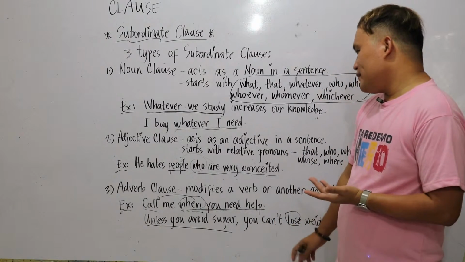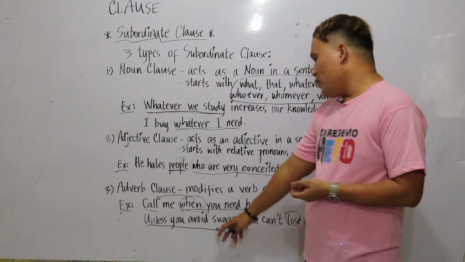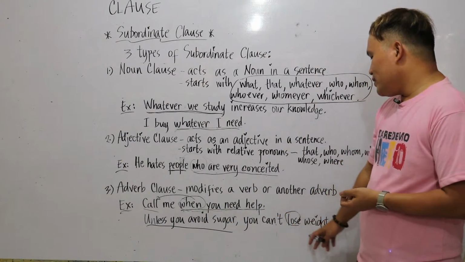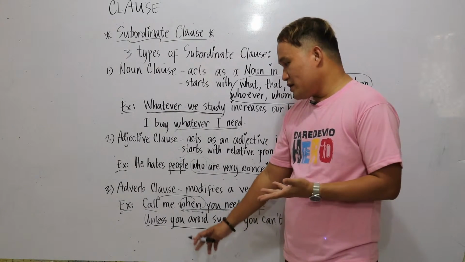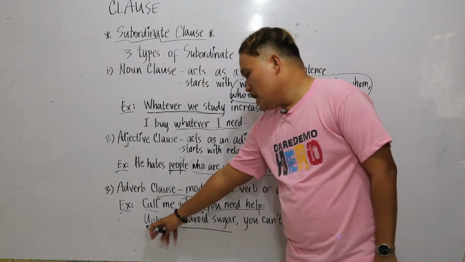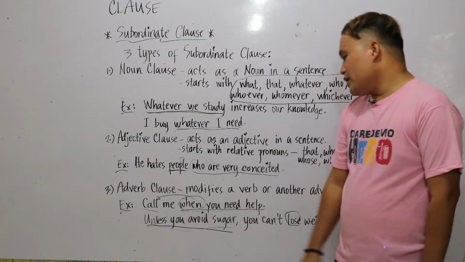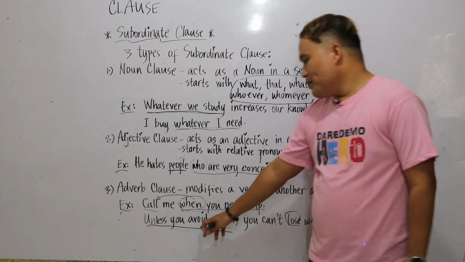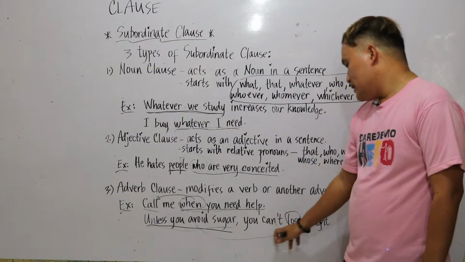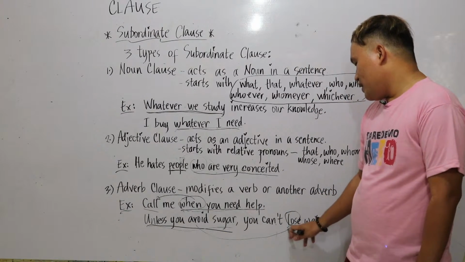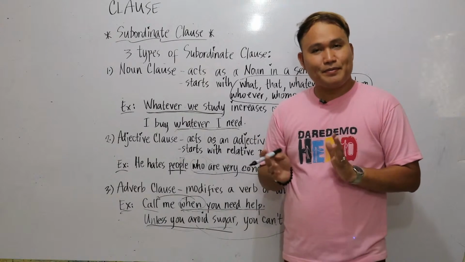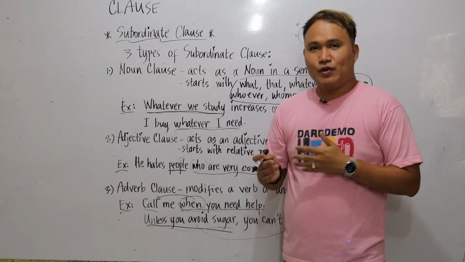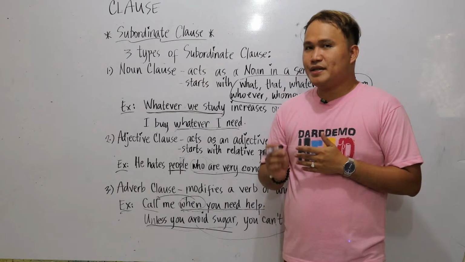Next, we have the second sentence, unless you avoid sugar, you can't lose weight. Our adverb clause here is unless you avoid sugar, which modifies lose, okay, which is a verb. So that simple as it is. So adverb clause simply modifies a verb.